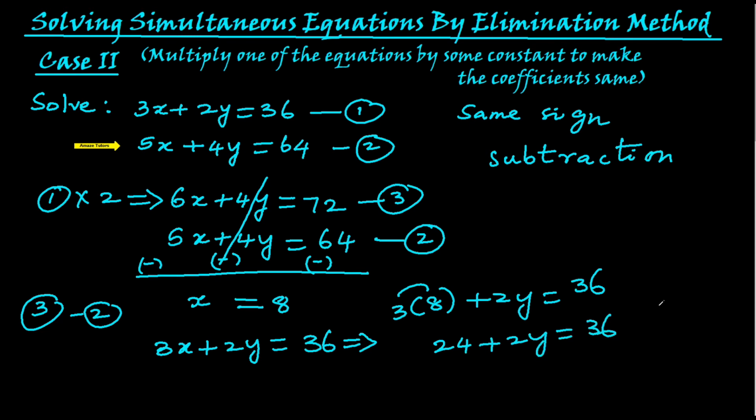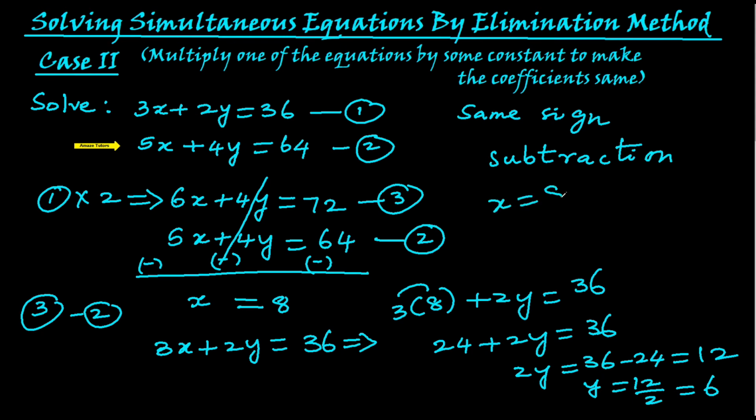Now when you take this 24 to the other side, minus 24. So 36 minus 24 is equal to 12. Now the final step, there is a 2. I need to get rid of that. As it is multiplied by y, the inverse operation is dividing. So if you divide by 2, you will get the value for y, which is 6. So we already got the solutions. The x value is 8, the y value is 6. This is case 2.